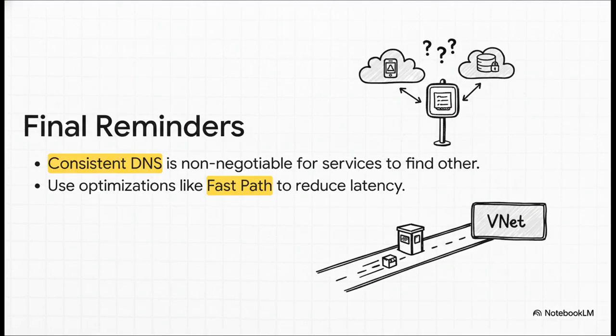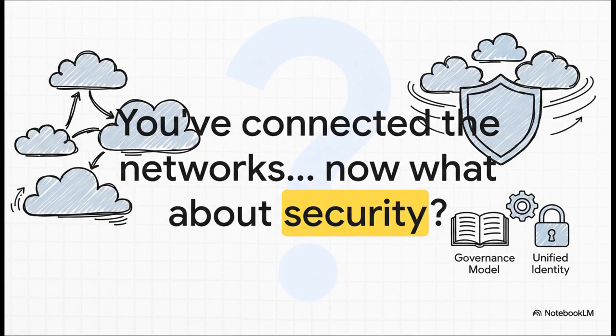And just a couple of final but absolutely crucial reminders. First, DNS. Your services find each other using names, not IP addresses, so you have to make sure you have a consistent DNS system that works across all your clouds. It's non-negotiable. Second, look for performance boosts. Things like Azure's ExpressRoute FastPath let your traffic bypass certain gateways, shaving off precious milliseconds of latency, which can make a huge difference.